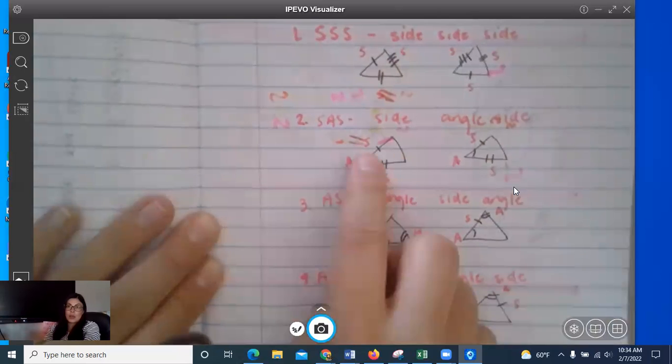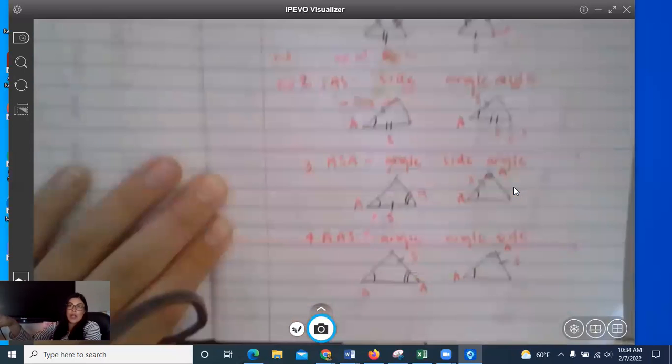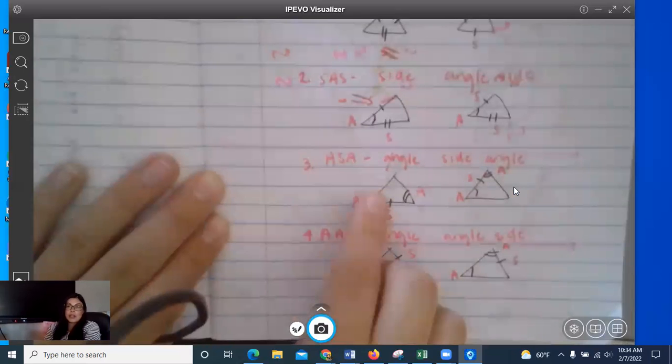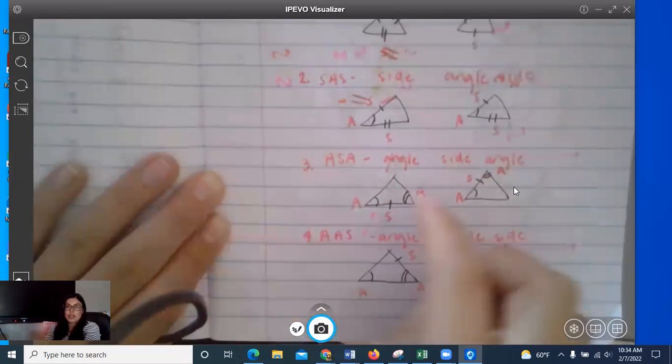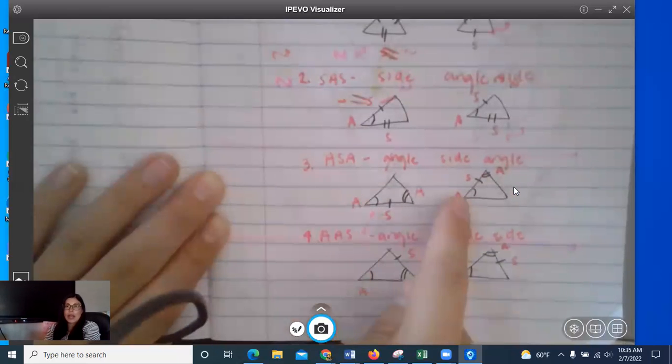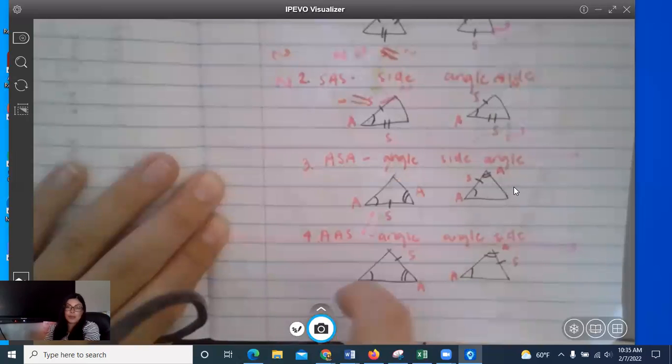Okay, you notice one tally, one arc, one arc. Angle, side, angle. The side is in between both angles. Notice this has one arc, this has one arc. The order again matters. This tally could not be over here. That would not be the same thing. That would be angle, angle, side.